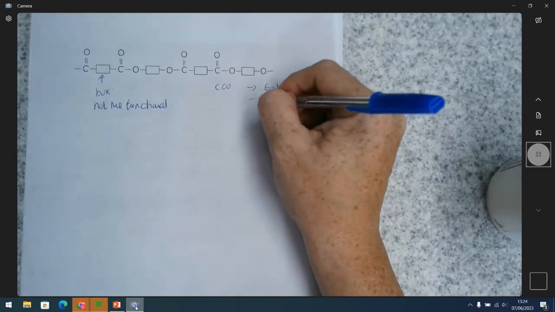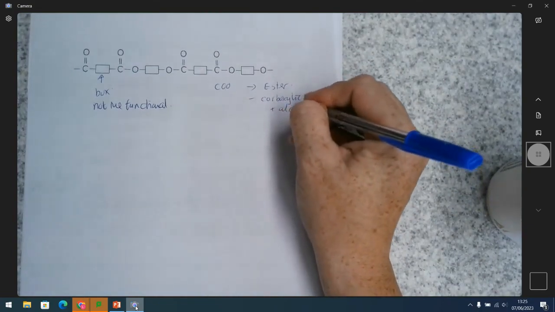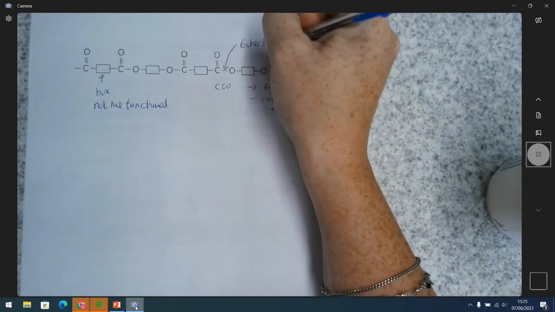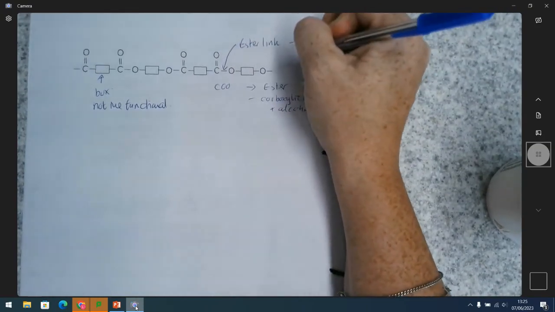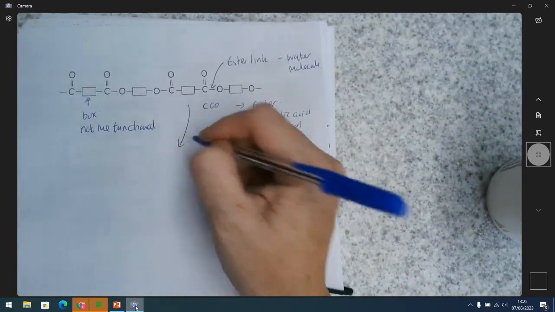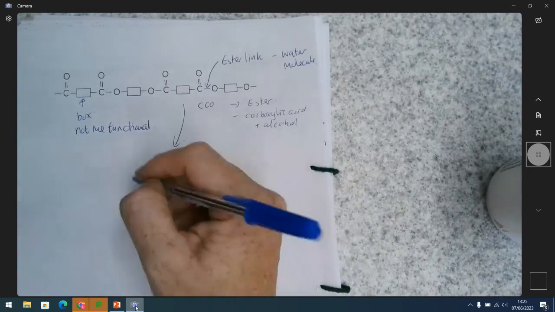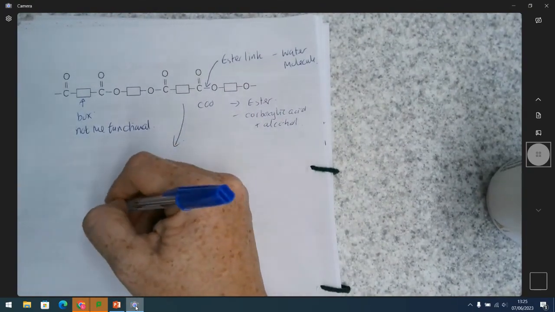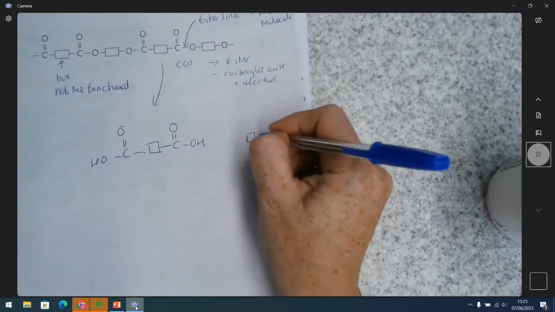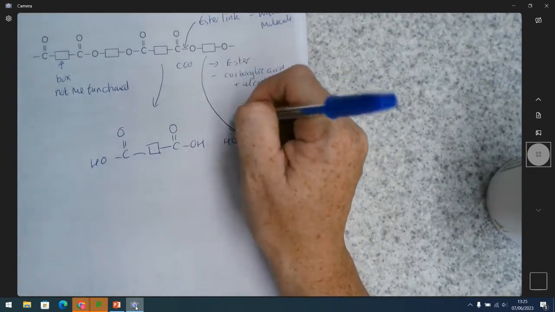If it's an ester, I should know that's carboxylic acids and alcohols that have joined together. So here is the ester link, and that would be where the water molecule would be produced. If I had to draw the monomer for that, I'd be drawing a C double bond O, OH, C double bond O, OH, because that's my carboxylic acid. And I can see I've got two O's either side of that one, so that's going to be OH, OH. Okay, and that's that part of the ester link.